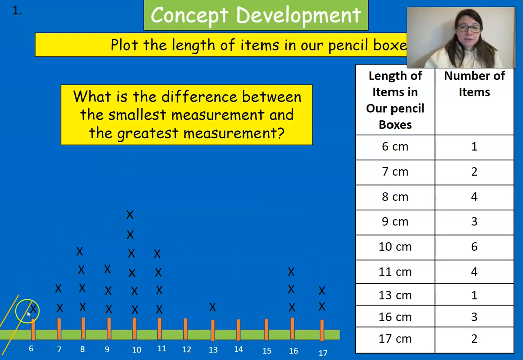What is the difference between the smallest measurement and the greatest measurement? So smallest is what? Good. Greatest is what? Good. How can we figure out the difference? Do we want to add or subtract? Very good. We want to subtract. So pause and solve. What's the difference between the smallest and the greatest? It's going to be 17 minus 6, or 11 centimeters.